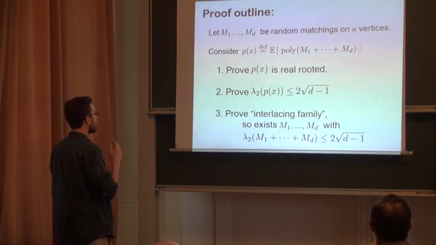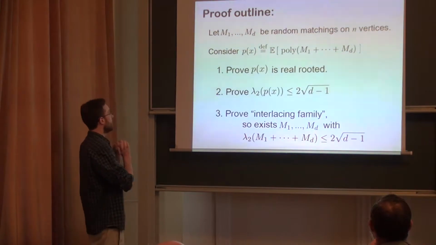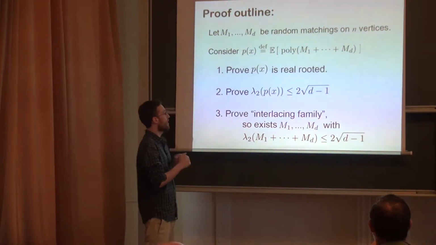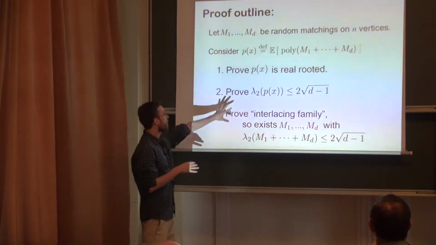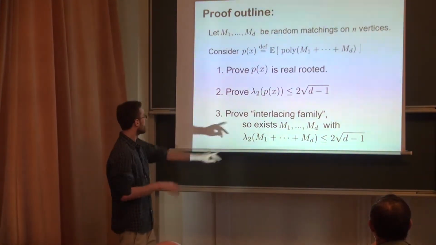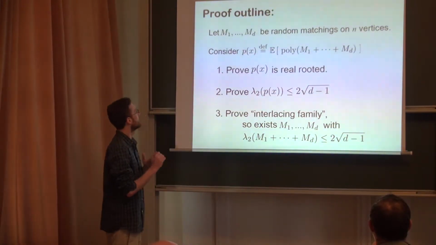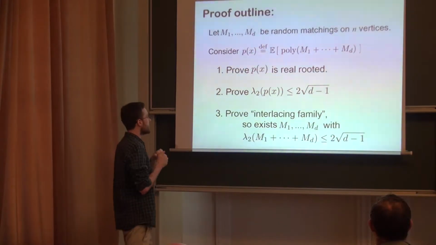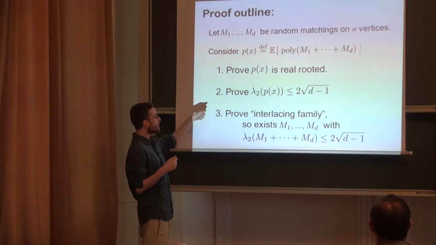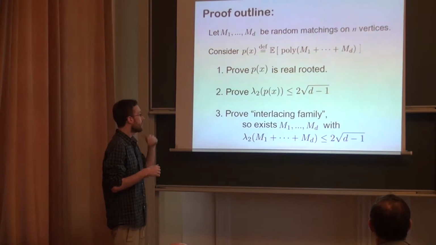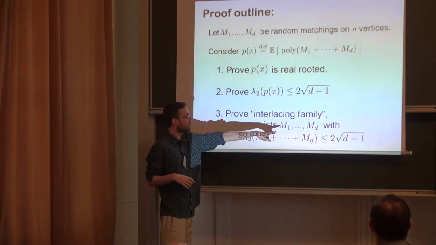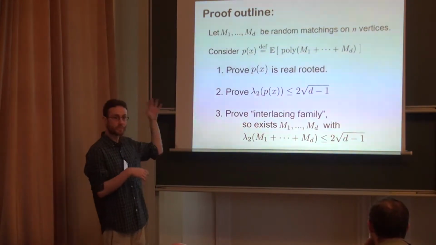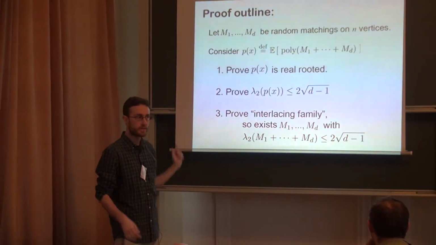So the first step is to prove that p of x is real rooted. The second step is to prove a bound on the largest root of this polynomial. So we're going to throw away the top root and prove the second root is smaller than something. And then the idea is to prove that these polynomials form an interlacing family, which then implies that there exists some assignment of these m1 through md, whose polynomial does better than the expected polynomial, and therefore these things do the job.